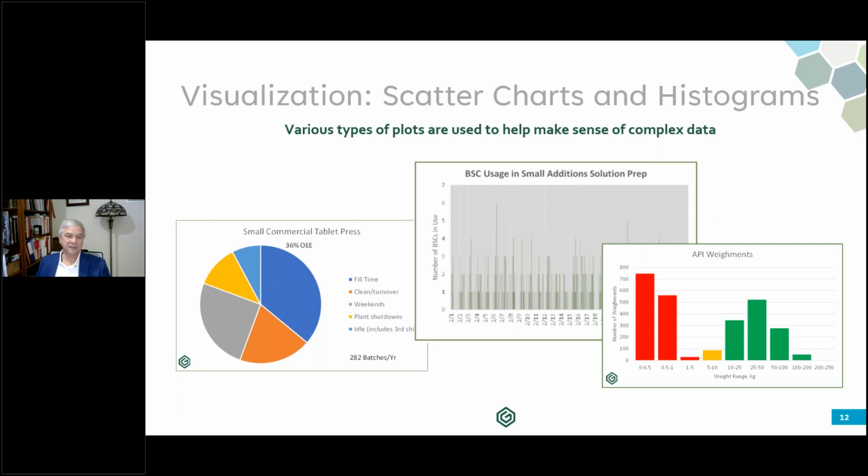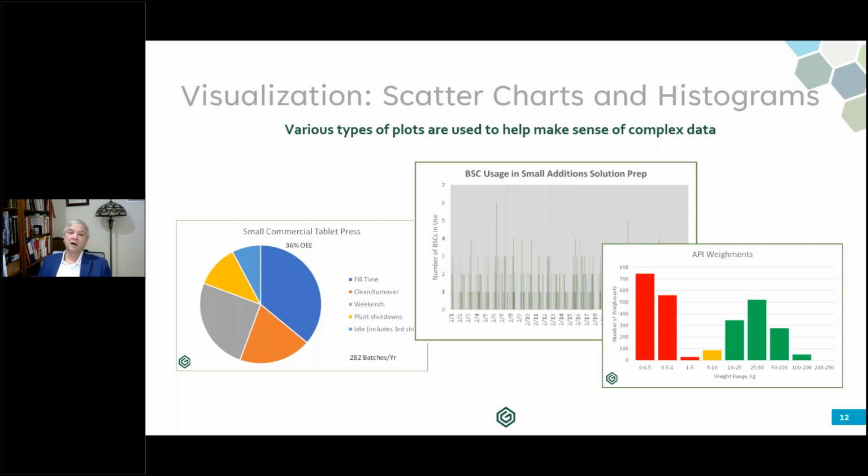The one in the middle is simply a scatter chart that shows by-the-hour usage, in this case by a safety cabinet in a small additions lab, prep lab. And I've got more examples of that coming up. And the last one is a histogram.